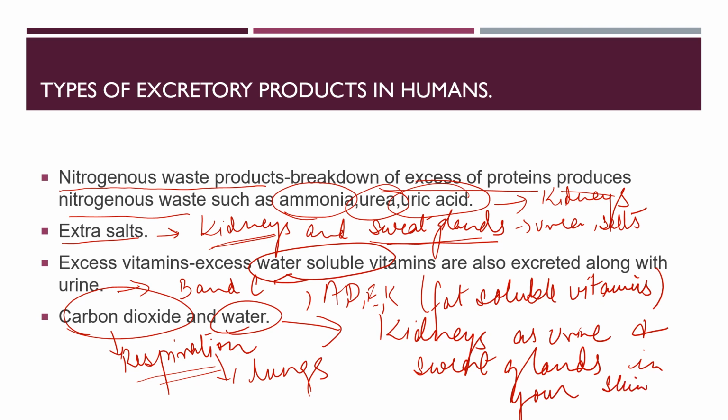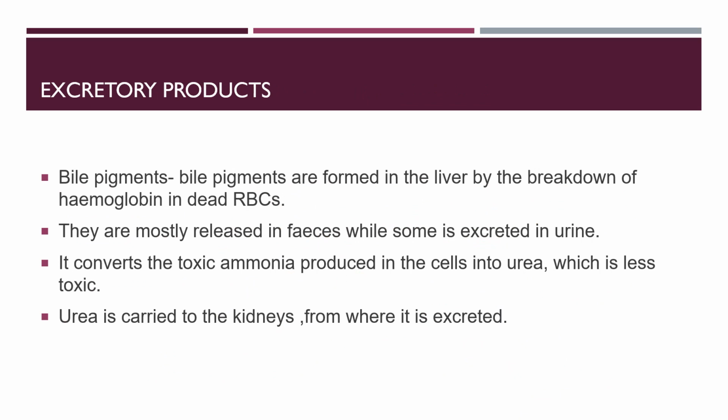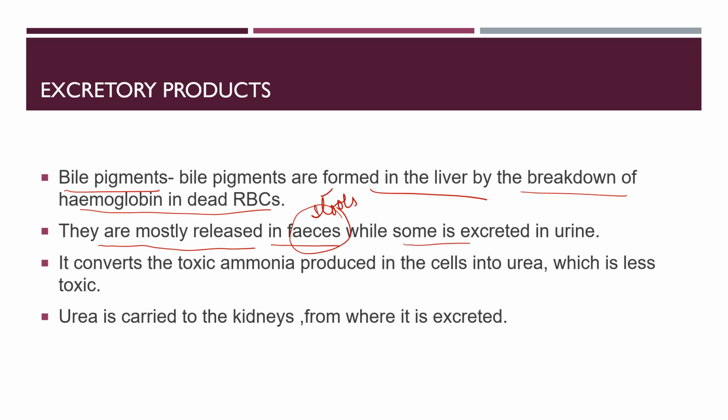Okay, so now we will move on to the other excretory products which are produced in our body. Now comes the bile pigments. Where are they formed? These bile pigments are formed in the liver by the breakdown of hemoglobin in dead RBCs. Now they are mostly released in feces. Feces means they are mostly released through the stools. And some is excreted in the urine.